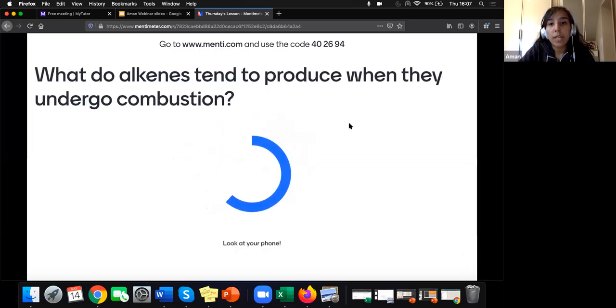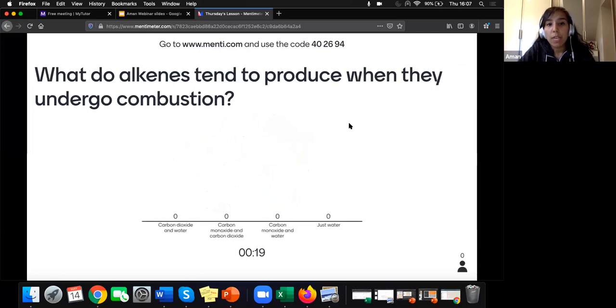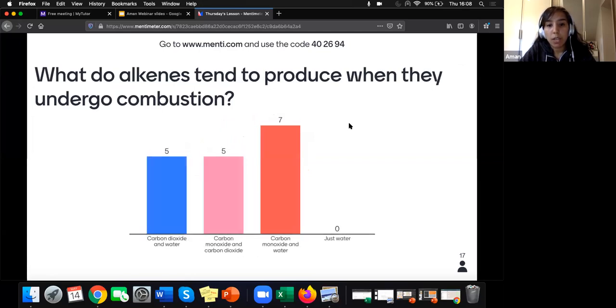Okay, so what do alkenes tend to produce when they undergo combustion? Is it carbon dioxide and water, carbon monoxide and carbon dioxide, carbon monoxide and water, or just water? What do alkenes tend to produce when they undergo combustion? Okay, we've got 3 seconds left. And the answer is carbon monoxide and water.